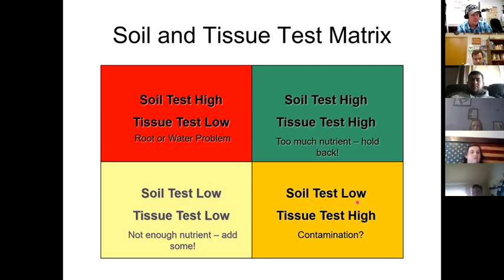And this last example is if we have a low amount in the soil and for some reason our tissue is really high, this is probably an instance where we maybe have some contamination. But to be honest with you, I don't see this one too terribly often.